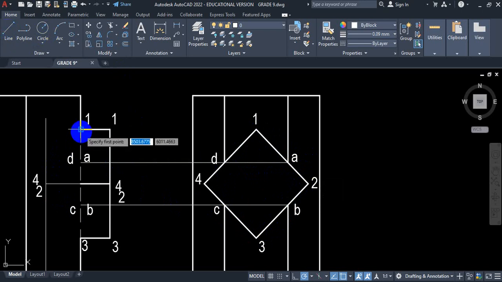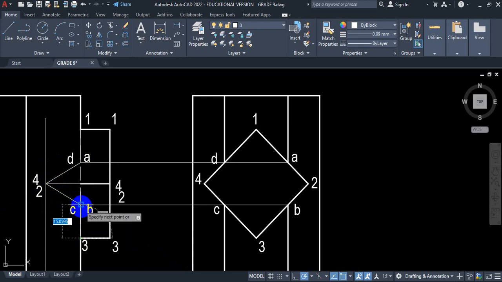From 1, I go to A. From A, I go to 2. From 2, I go to B. From B, I go down to 3. From 3, I repeat the same way, I go to C. C, I go to 4. 4, I go back to D. And D, I go back to number 1. Basically, that's how you find the points and the line of intersection.